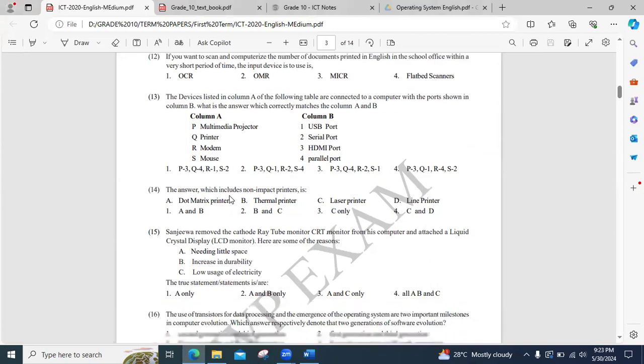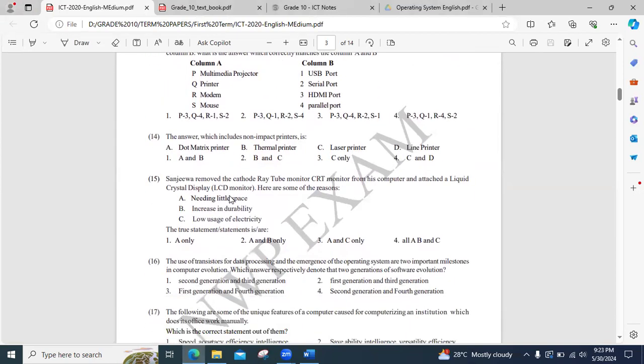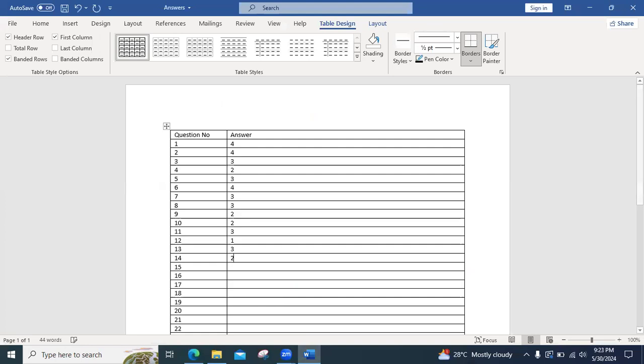Now we will see the 14th question. The answer which includes non-impact printers: dot matrix is an impact printer, thermal printer is non-impact, and laser printer is non-impact. Again, line printer is an impact printer. So the answer should be B and C. So the 14th answer should be 2.